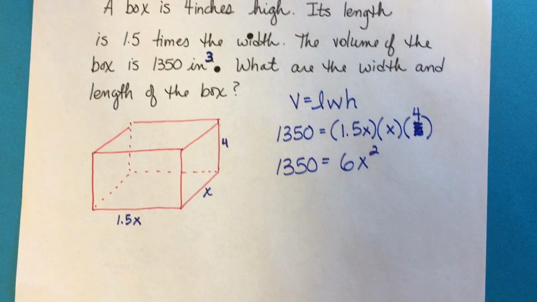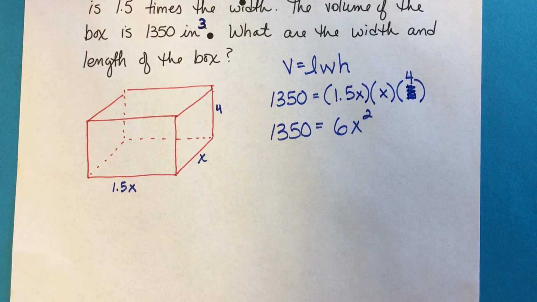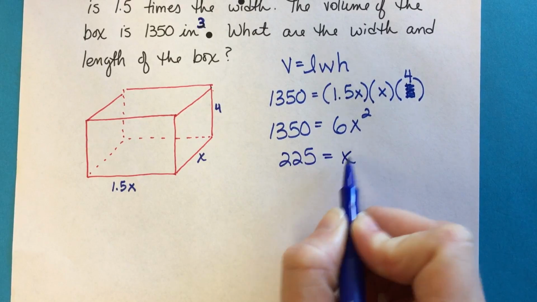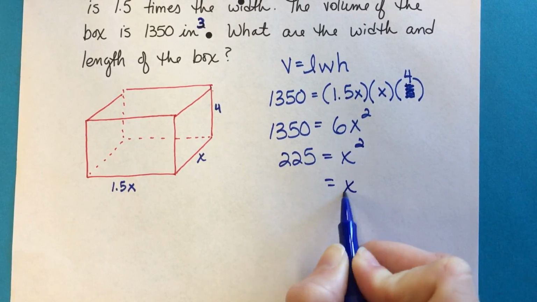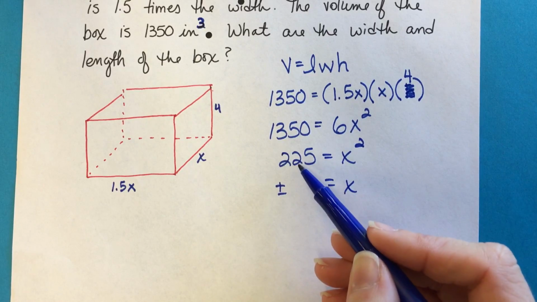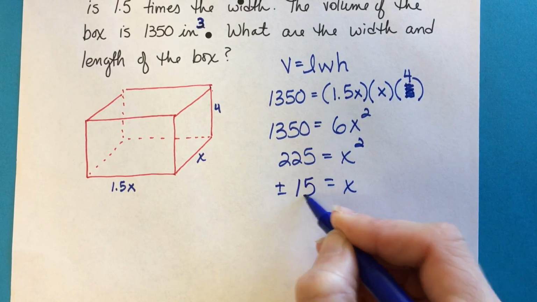Now we have an equation that's similar to the one we had just a few minutes ago. I'm going to be able to solve this by taking the square root of both sides, but I would need to divide by the 6 first. So 1,350 divided by 6 gives me 225. And now I'm ready to take the square root of both sides. So the square root of x squared is x. The square root of 225 is 15.